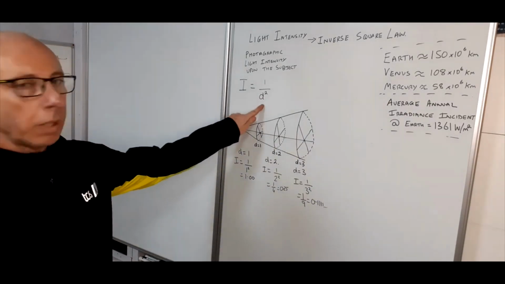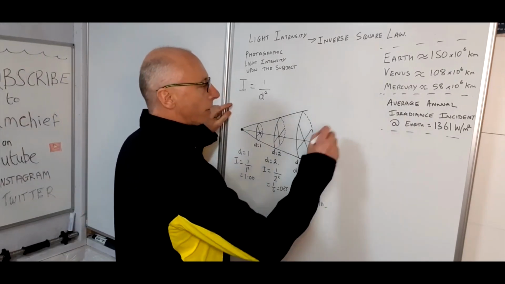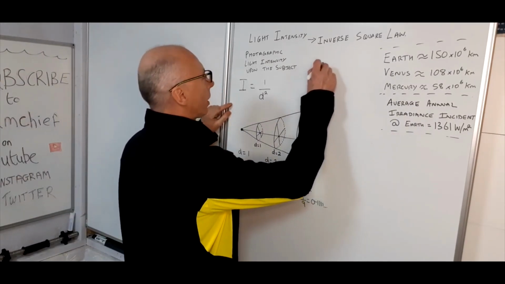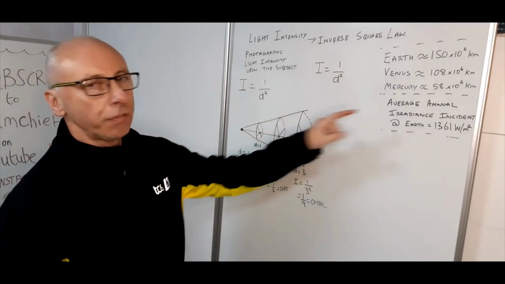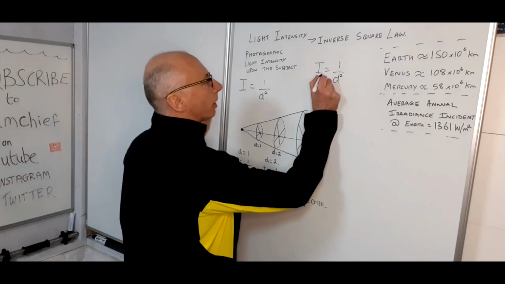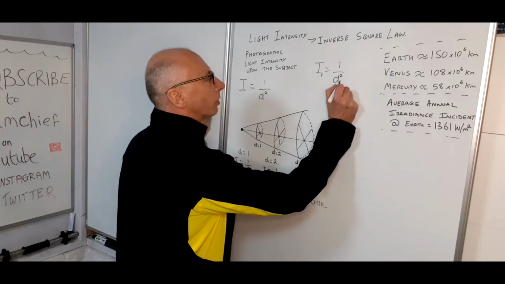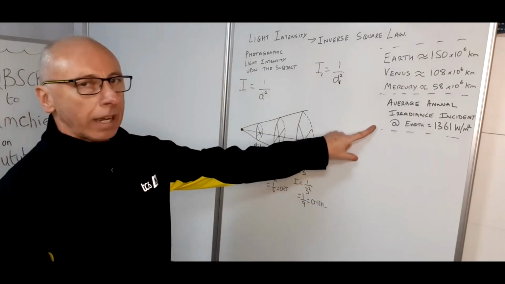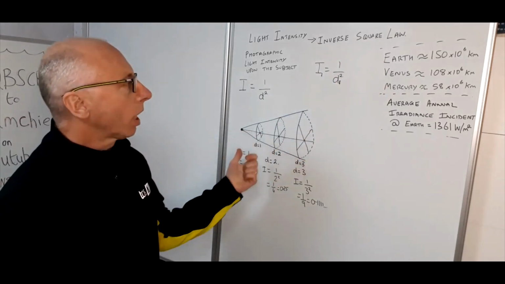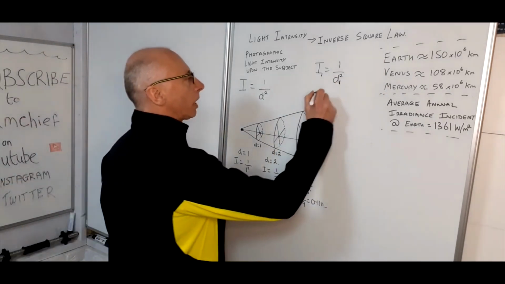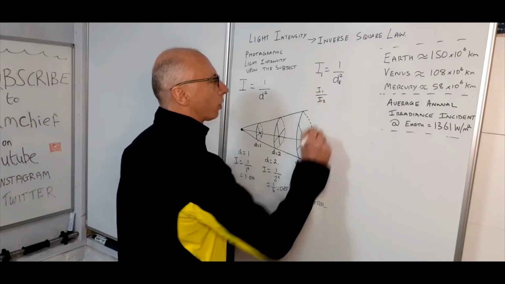Well, we can manipulate this formula a little bit and we can say that I equals 1 over D squared. Now we know that for the Earth, so we call it Earth as number 1 and the distance number 1. Now if we want to measure it as a ratio between Venus and Mercury, we know a ratio is just going to be I1 over I2, for example.